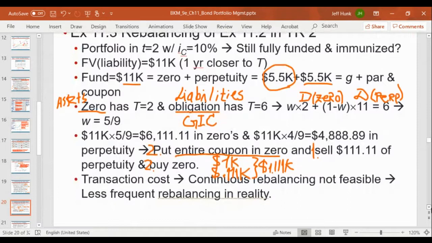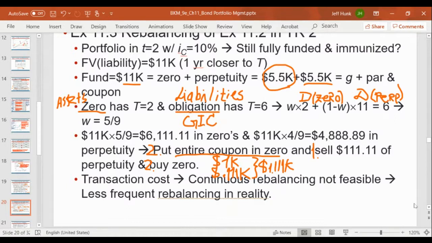Now, one thing we have to remember is that the transaction isn't for free. For every transaction, buy and sell, right? There's transaction cost. So continuous rebalancing is not feasible, right? So the rebalancing is less frequent in reality. That's why I said previously the rebalancing is not annual, right? Normally you do annual rebalancing, but it could be less than annual.